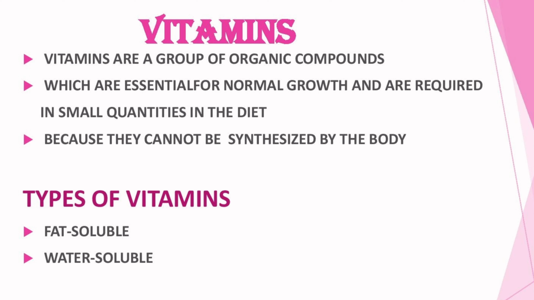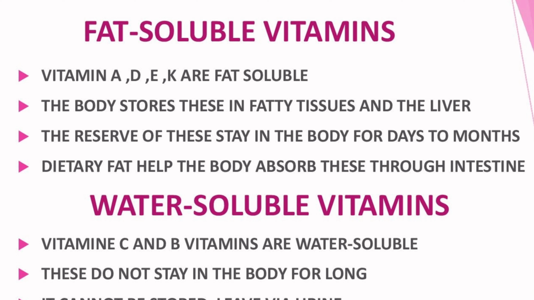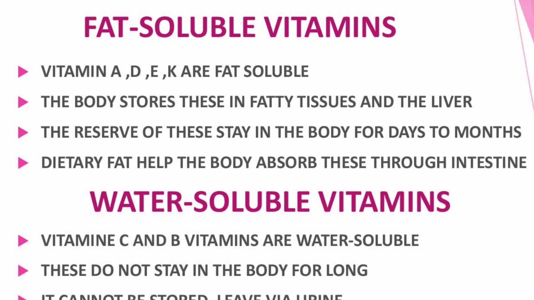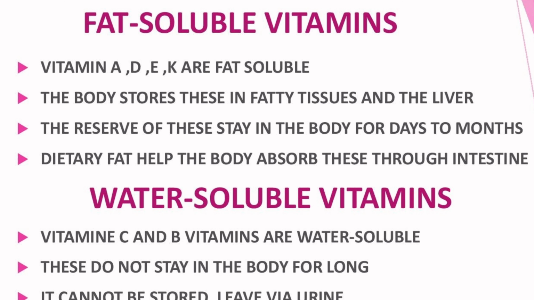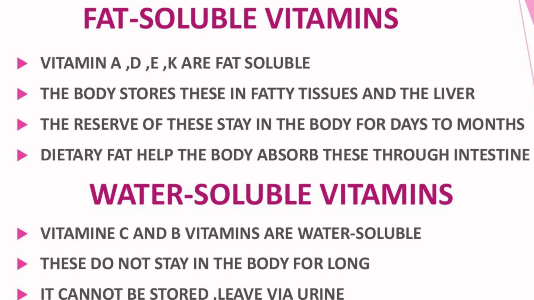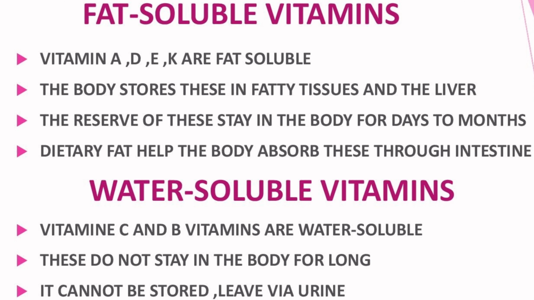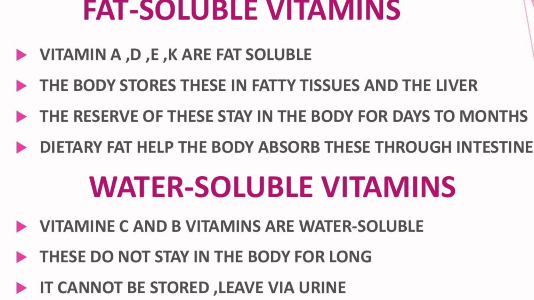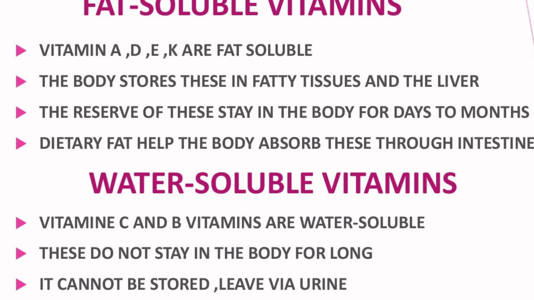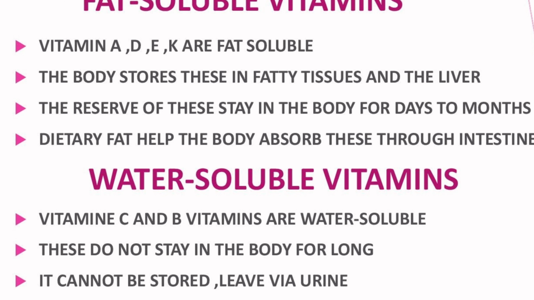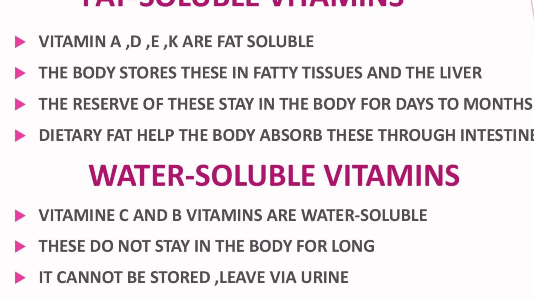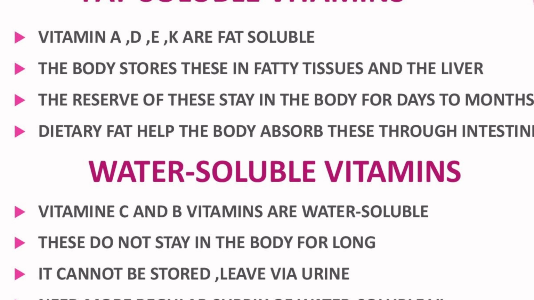There are two types of vitamins. They are fat soluble and water soluble vitamins. Vitamins A, D, E and K are fat soluble vitamins, and the body stores these vitamins in fatty tissues and in the liver. The reserve of these vitamins stays in the body for several days to months. The dietary fat helps the body to absorb these vitamins through the intestine.